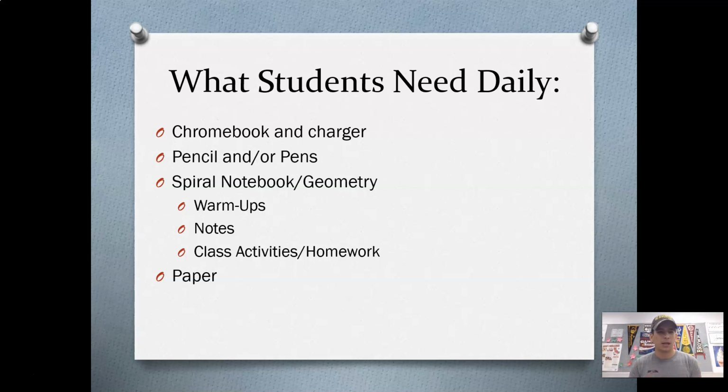Now, if students don't like to take notes on their Chromebook, they're not a big fan, some of them lost their stylus already, I always like to give them the option that they can go the good old-fashioned way of paper and pencil. So again, if they prefer pencil and paper, I would recommend a spiral notebook. That's where they would do their warm-ups, their notes, their class activities. So these are the materials: Chromebook and charger, pencil, of course, and a spiral notebook to take notes if they're not a big fan of taking notes digitally.